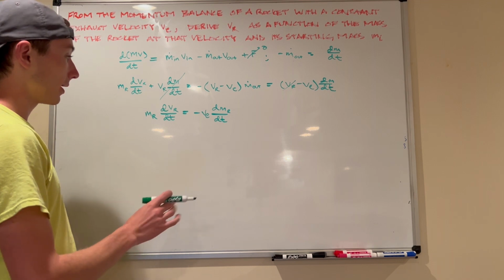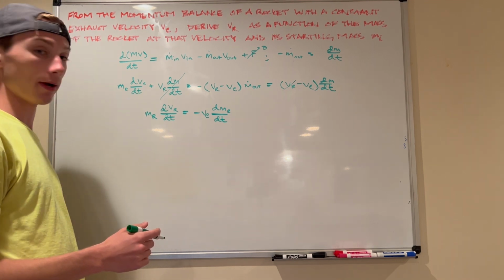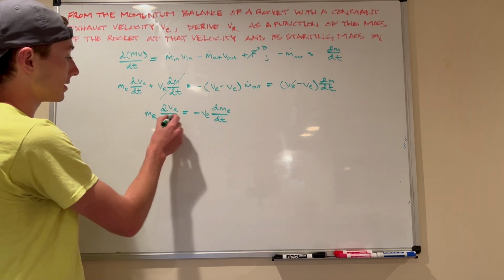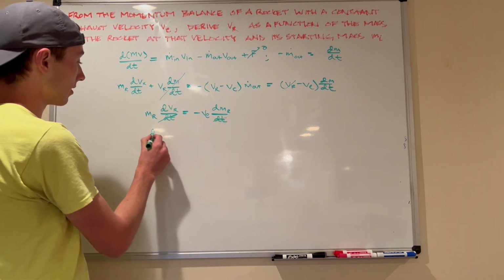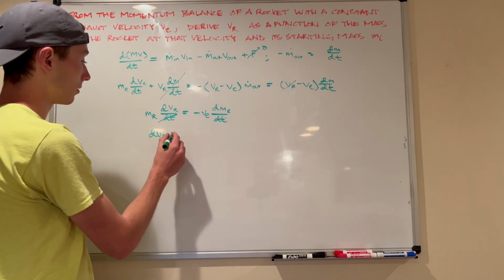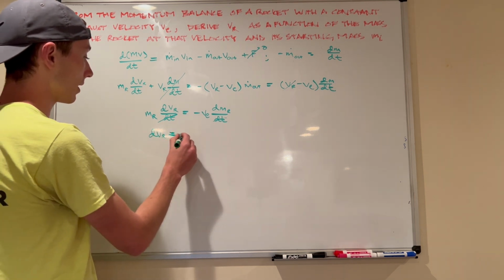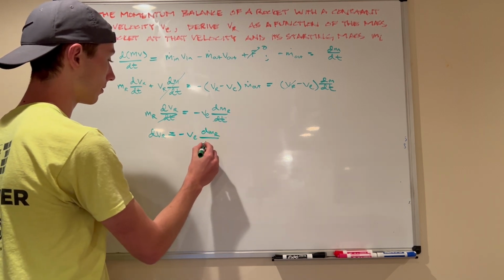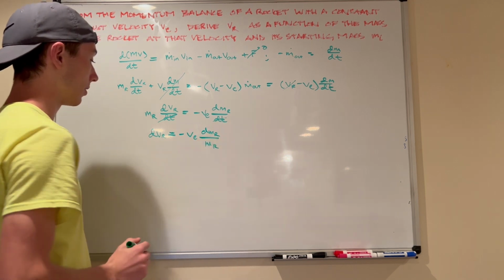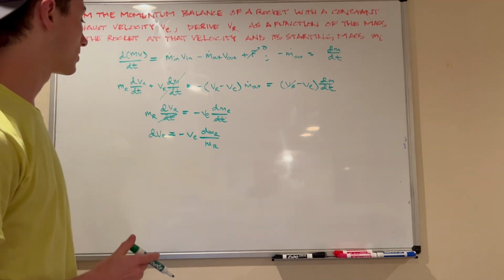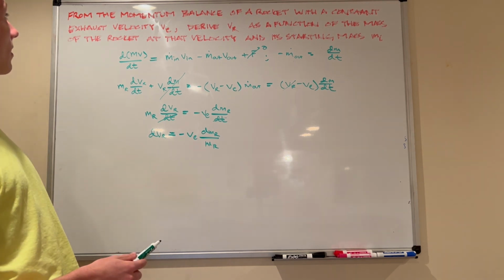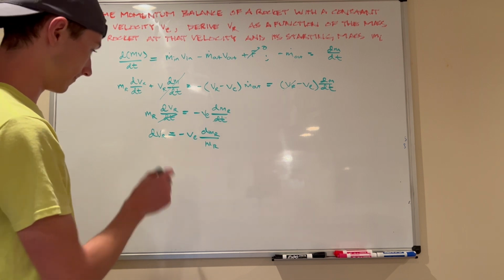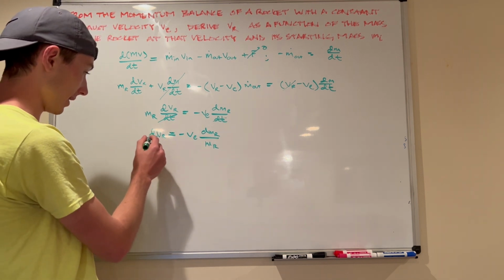Now, we can go ahead and separate our variables onto one side. Our dt's cancel first, and we can leave dvr over here. And this is going to be equal to negative VE times dmr over mr. Now let's go ahead and integrate both sides. We're trying to derive VR as a function of mass. So let's integrate both sides now.